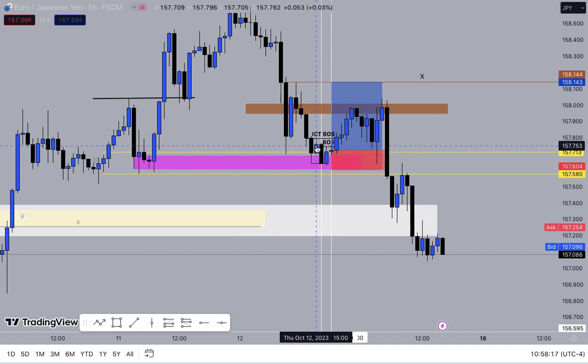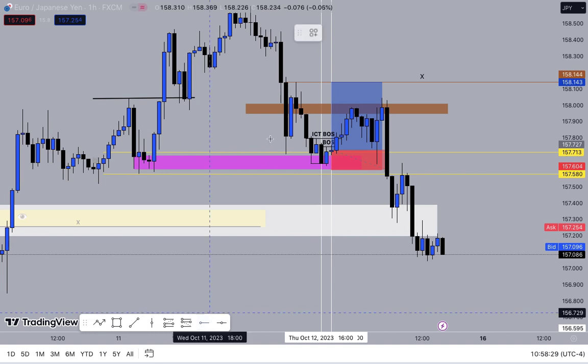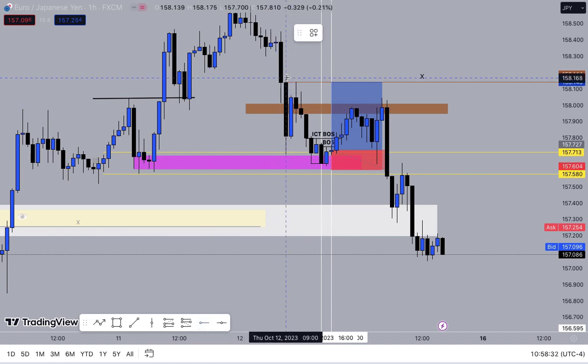So after forming this blue candle, I was like, okay, where are we going to exit the trade? Because you don't just enter a trade and not have a target. So I saw the fair value gap above here. This is a fair value gap: the gap between the high of this candle and the low of this other candle.